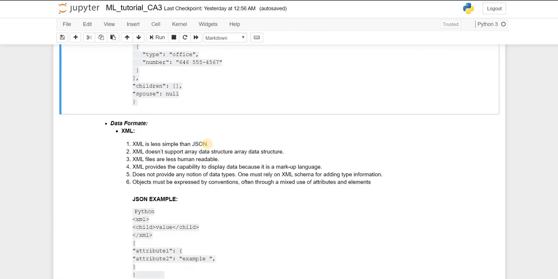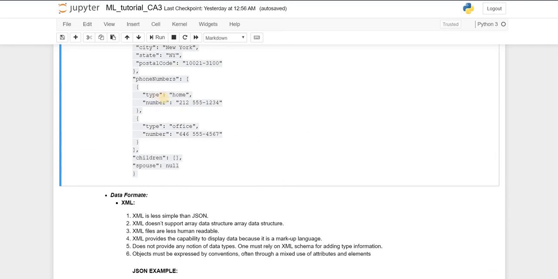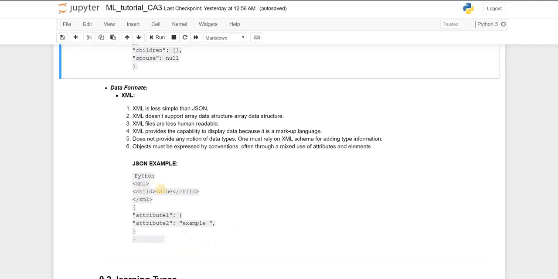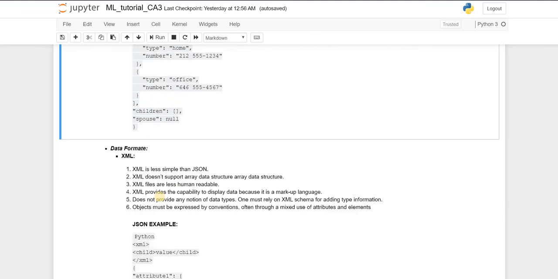We do have XML. XML is less simple than JSON, so it's kind of more complicated. It doesn't support arrays and it's less human readable. If you compare the two, you will see a huge difference in the reading. Here you have a child, and in the child you have attributes, then in the attributes you have the key and the value. That makes it hard, but both of them could be used with machine learning.